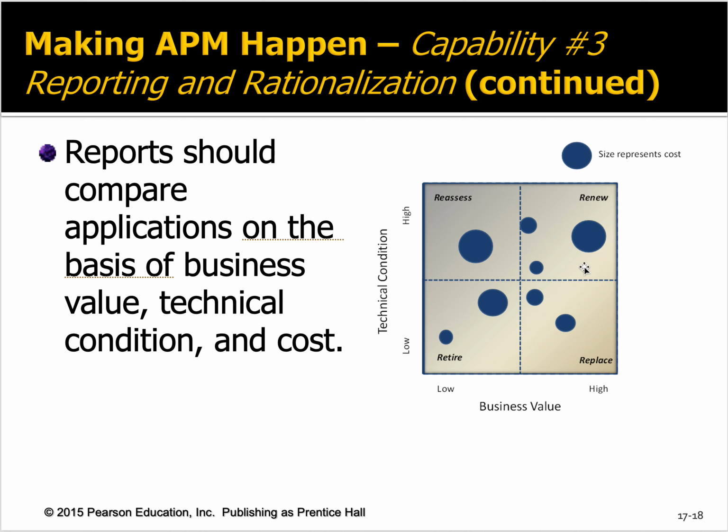So these are the applications you want to keep and renew. These are the applications low that you want to retire. The ones that are high technical condition but low business value, you want to reassess. The ones that are high business value but low technical, you want to replace and move into this category.